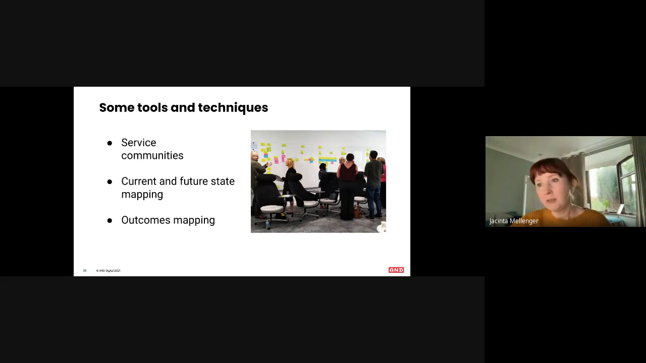The final technique is outcomes mapping. So this is a helpful tool to help shape and define a future service offer as well, or challenge current processes. That involves mapping the steps a user has to take to reach their end goal, and defining what a good outcome is for each type of user.